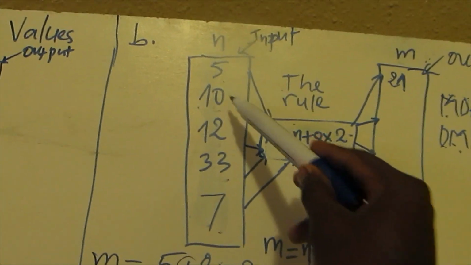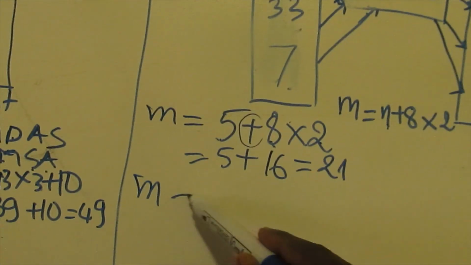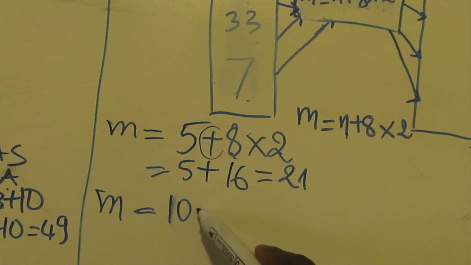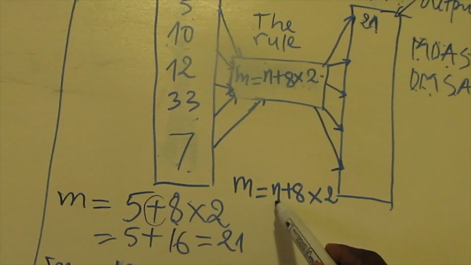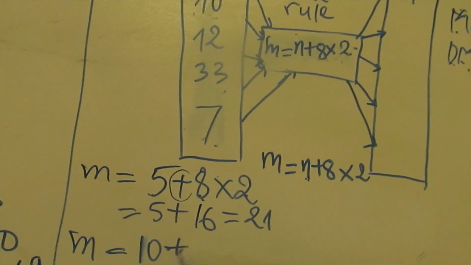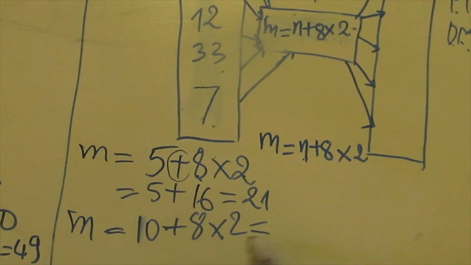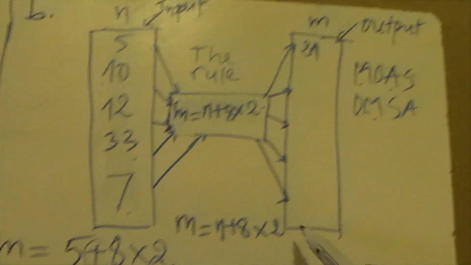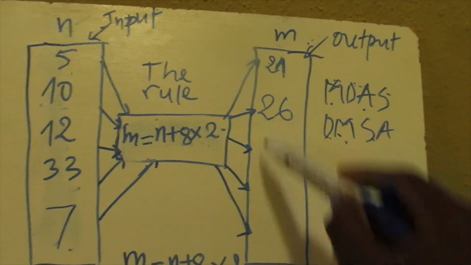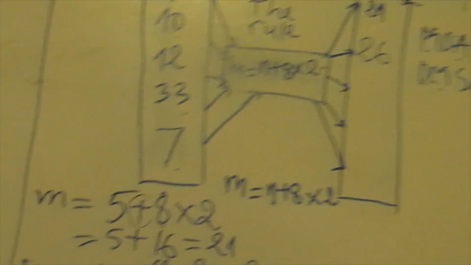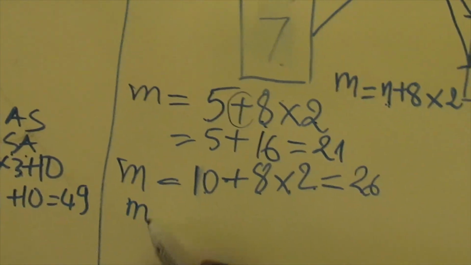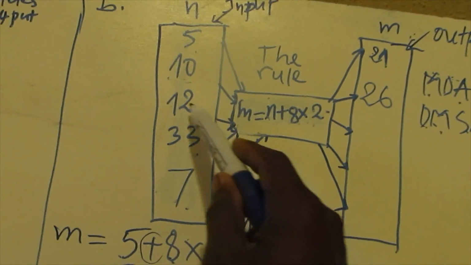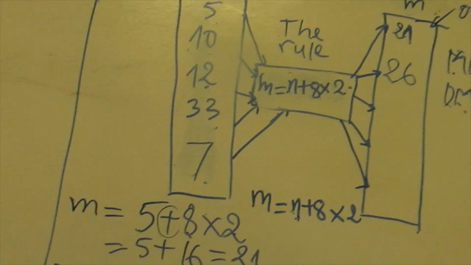The second input is 10. M equal to, then our N, we replace the value of N, 10 plus 8 times 2. 8 times 2 is 16, plus 10, 26. So our second output is 26, and we carry on with the third one. M equal to N. What is our N here? Our input is 12.